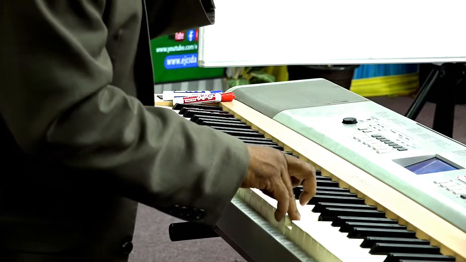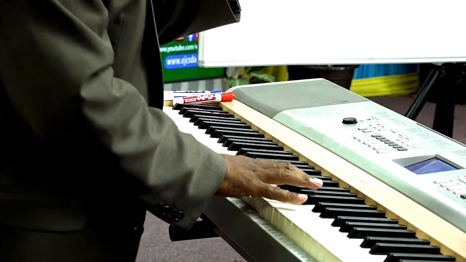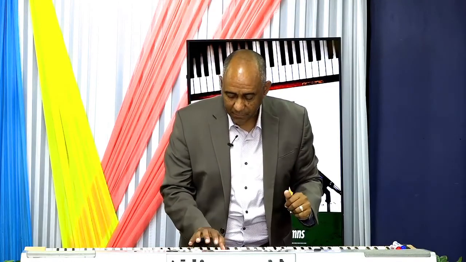We're now on E. So we start on E, same finger movements, just different notes now. So remember, in E we have 4 sharps. We have F sharp, G sharp, C sharp, D sharp. So it would be E, F sharp, G sharp, A, B, C sharp, D sharp, E. Same finger movements.